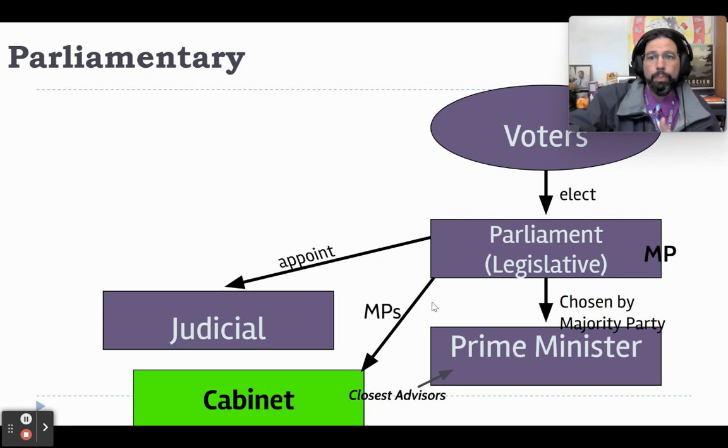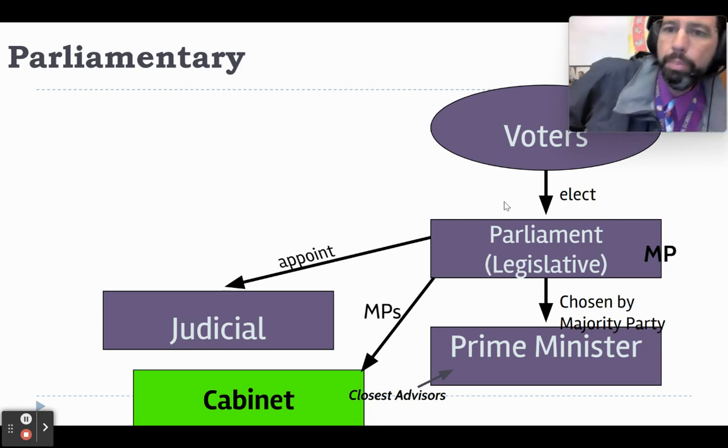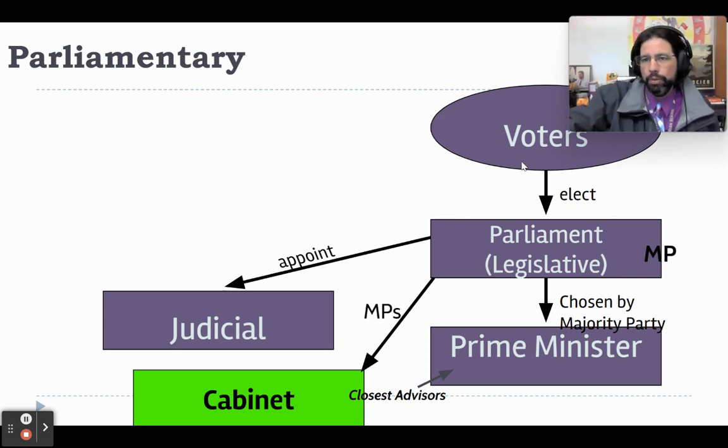Okay. So when we start mixing in unofficial, this is not a branch of government, these are parts of the executive.